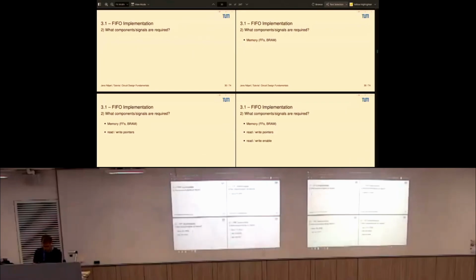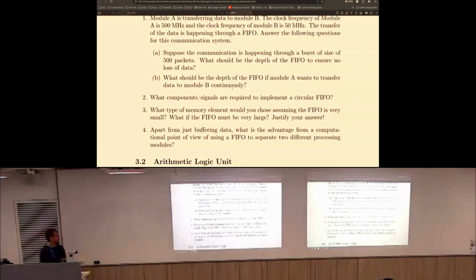All right, so then let's start with the next question, which is: what components and signals are required to implement a circular FIFO? Any ideas for that already? I'm going to give you 2 minutes.